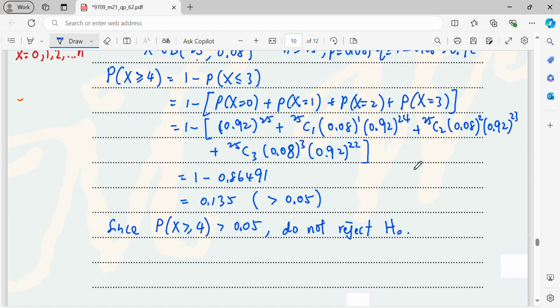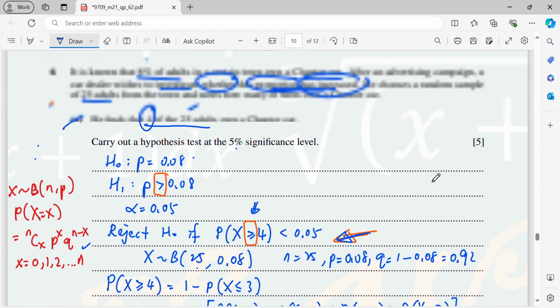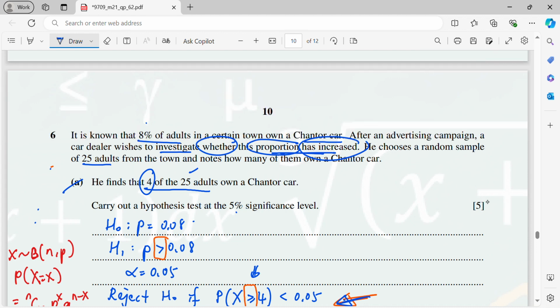So when we do not reject H naught, the decision is done. The conclusion is we do not reject, which means we do not have sufficient evidence to conclude H1. Because the dealer is investigating whether the proportion has increased, there is not sufficient evidence to conclude that the proportion has increased, because we do not reject H naught.